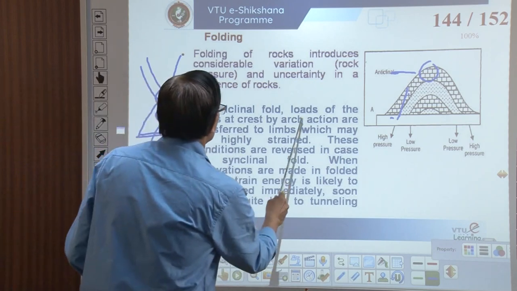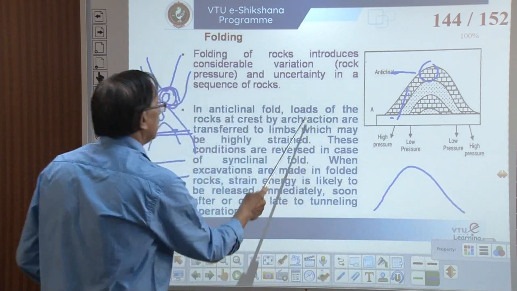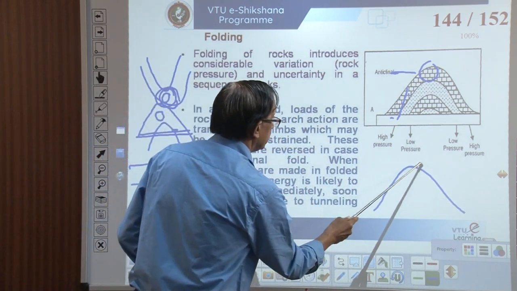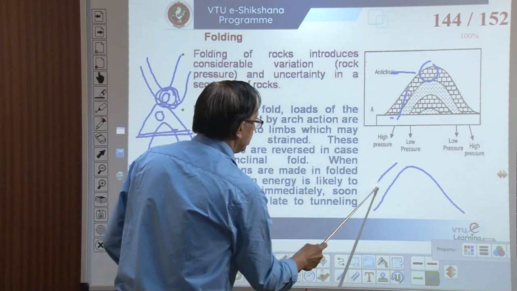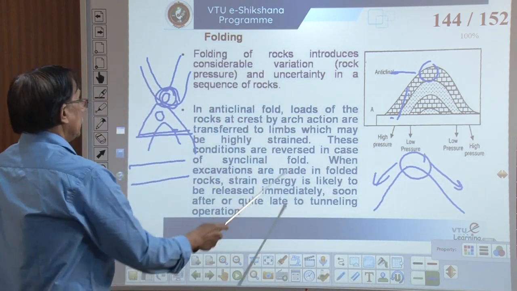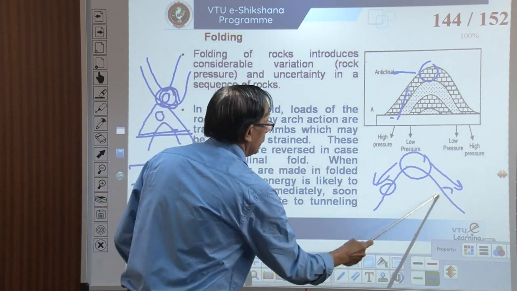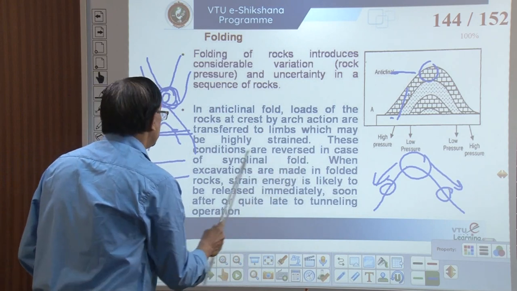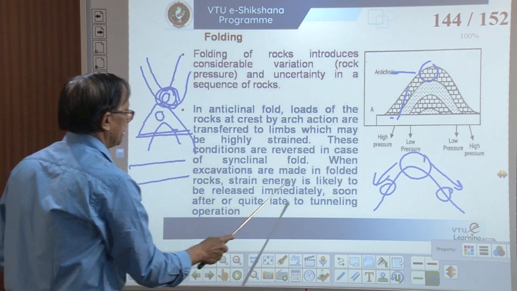In anticlinal folds, this is the anticlinal fold, the load on the rock crest is transferred by arch action to the limbs. This is arch action. A tensional force is there, and this part may be highly strained. These conditions are reversed in case of a synclinal fold. In a synclinal fold, this is different.